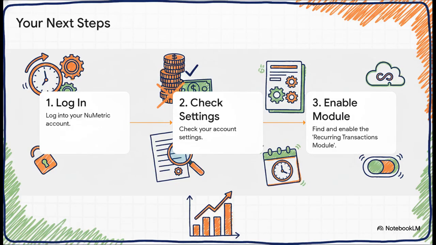So here's your game plan, your immediate next steps. As soon as we're done here, log into your account, head straight to your settings, and look for that Recurring Transactions module. Just enable it, and you'll be all set to start automating.